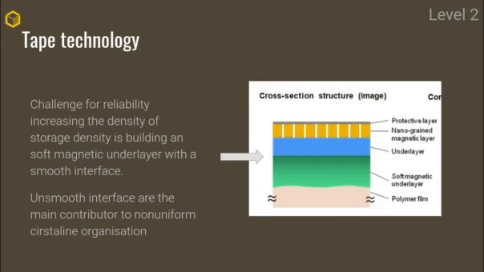And what actually leads to most of the ununiformity in my crystals is actually this interface not being smooth. This is called the soft magnetic underlayer, and I want this interface to be as smooth as possible. Otherwise, it will disrupt my crystalline organization.